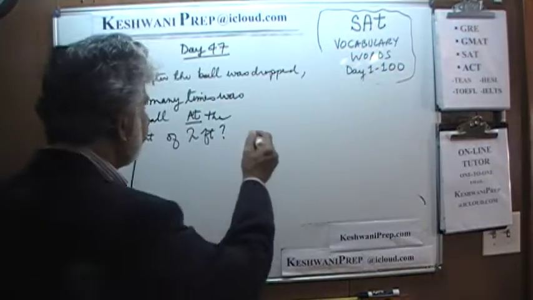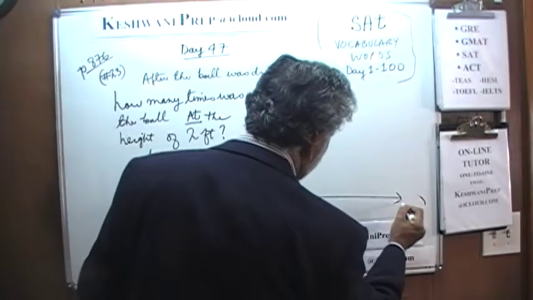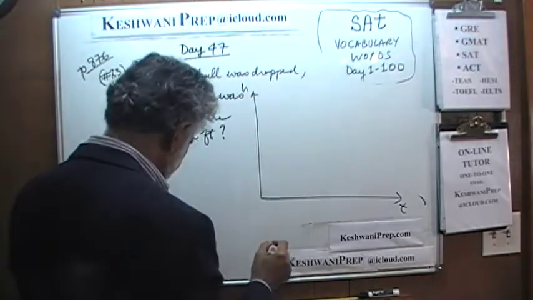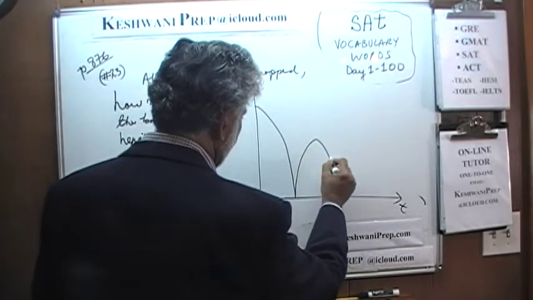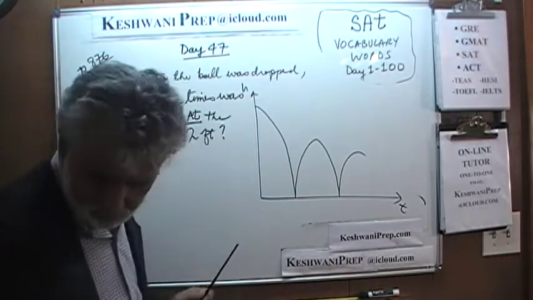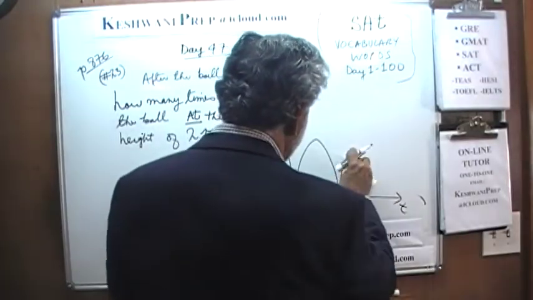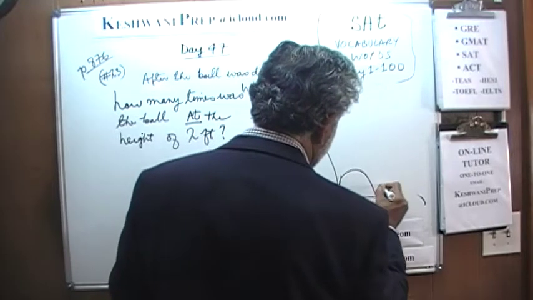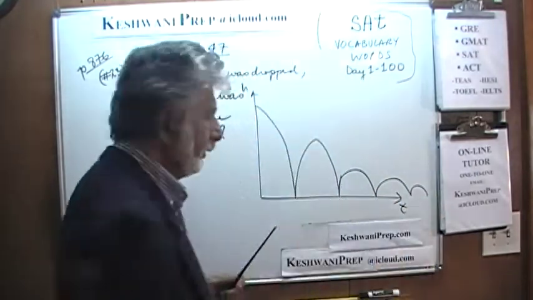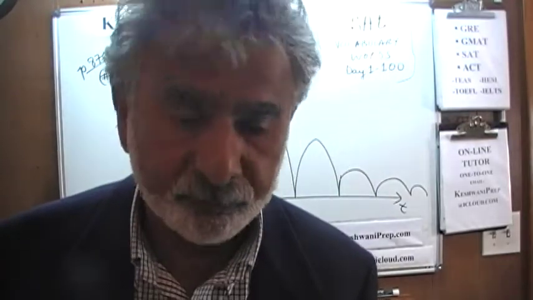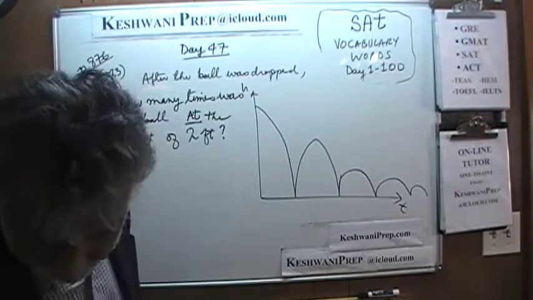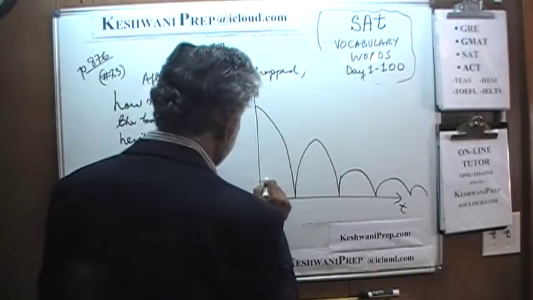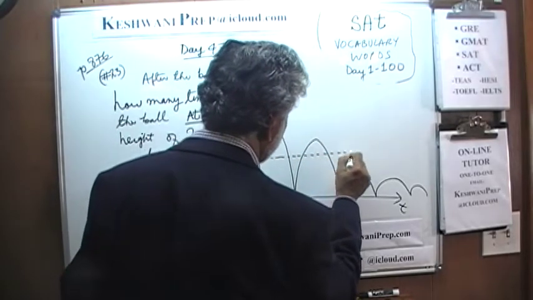And the graph that they give us looks something like this. So here we have the time, here we have the height, and I'll do the best that I can do. And it looks something like this. It reaches about half the height each time. And so on and so forth. And if you look at the graph yourself, book is right in front of you, or at least I hope it is. If you look at it carefully, you will see that 2 feet is somewhere here. Right here, somewhere here is 2 feet.